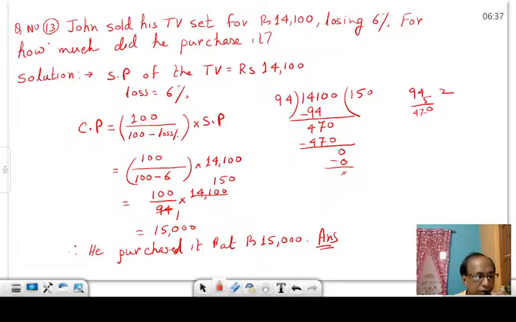Now we'll solve the next question, that is question number 14. Let us write question number 14. After that we are going to solve this question. First we'll see what is given in question number 14.